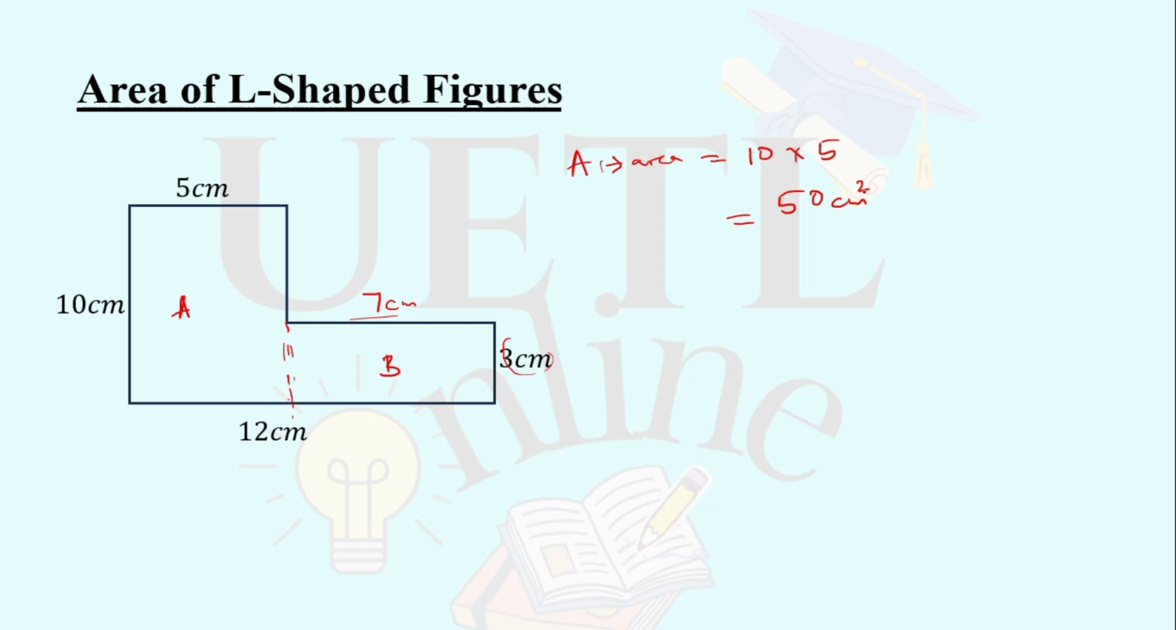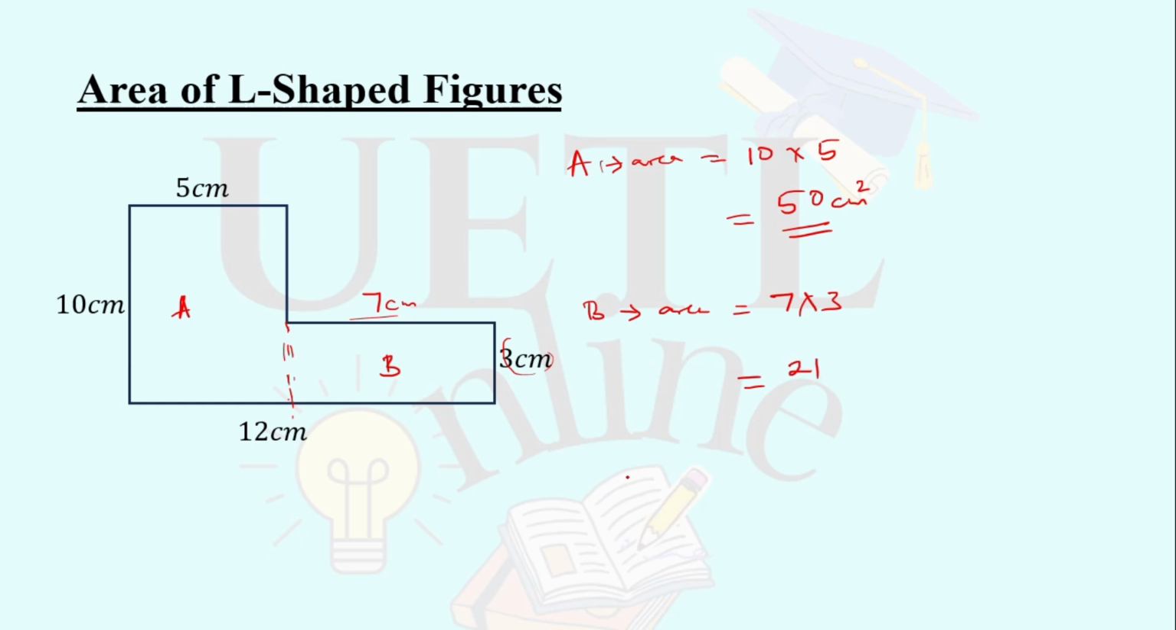Make sure you remember the units and how to calculate. Then the other thing is you go to B and find the area again. In this case we have 7 centimeters the length and 3 centimeters the width, so we say 7 times 3. The area of B becomes 21.